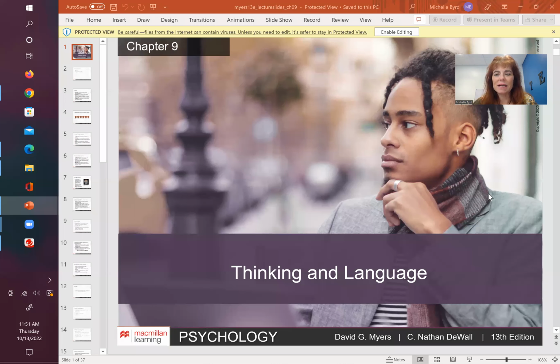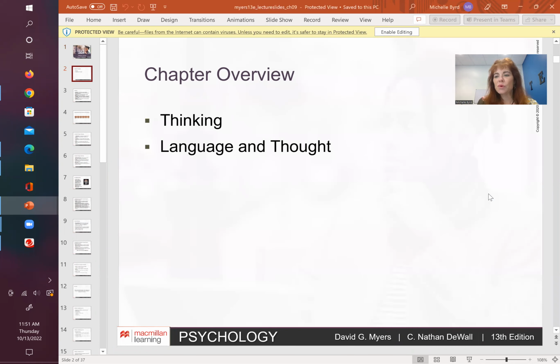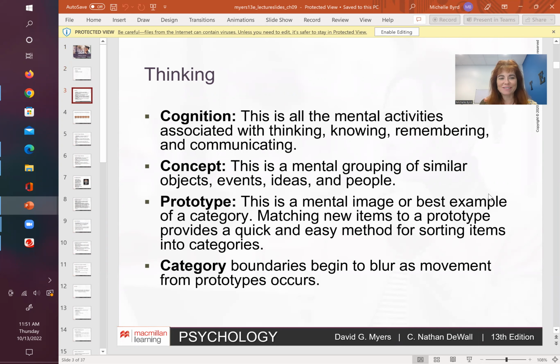Hi guys, today we are looking at chapter 9, Thinking and Language. So we're going to do an overview of the chapter. We're going to talk about thinking and we're going to talk about language and thought.